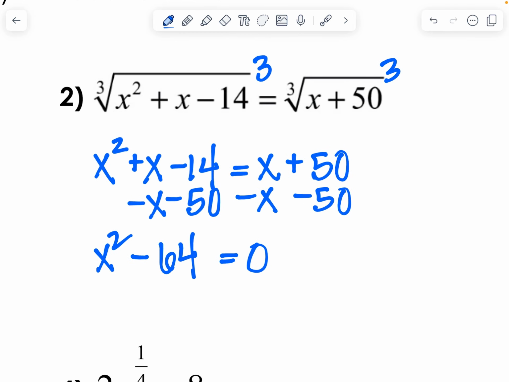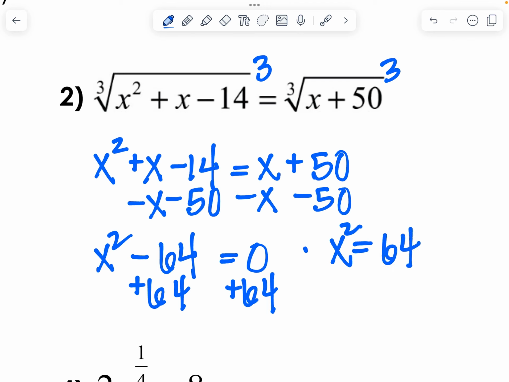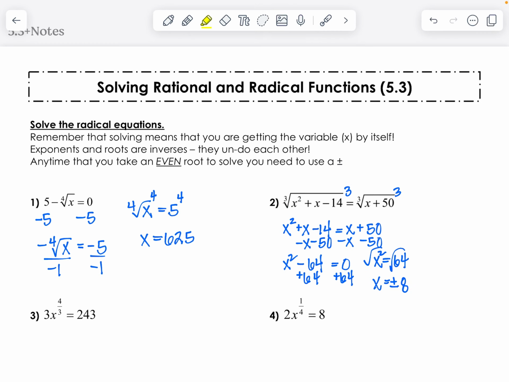Now I want you to notice that we canceled that middle x, so to solve this one, we're going to add 64 to both sides. And we'll see that x squared is equal to 64. So then we can square root and get x equals plus or minus 8. 8 squared is 64, so the square root is 8. Then we need that plus or minus because anytime we take an even root in order to solve, we include a plus or minus in our answer.